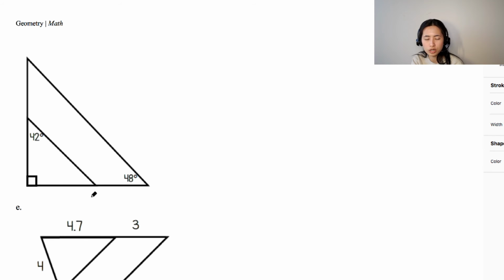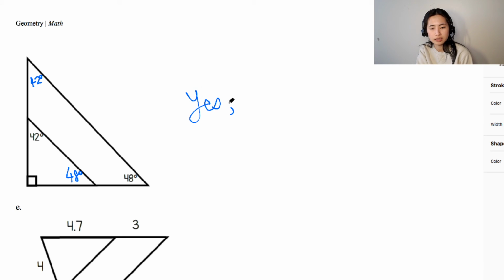So if this smaller triangle has a right angle, that means the larger triangle needs to also have that right angle over here. So you know that if this is 42, this must be 42 as well. And if this is 48, this must be 48 as well. If you have this as 48, this must be 48 for you to be similar. So yes, these two triangles are similar based on angle, angle, angle.